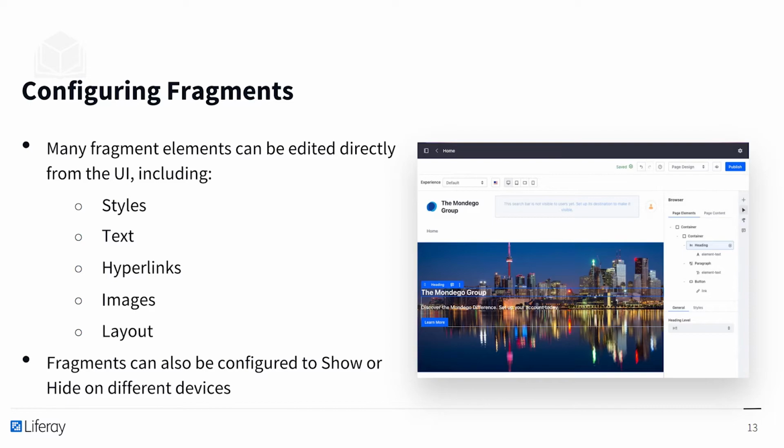For example, the Mondego banking site has a fragment containing a link to download the mobile banking app. Since this fragment is not needed for desktop users, they can choose to hide the fragment if the device is not a phone or tablet.